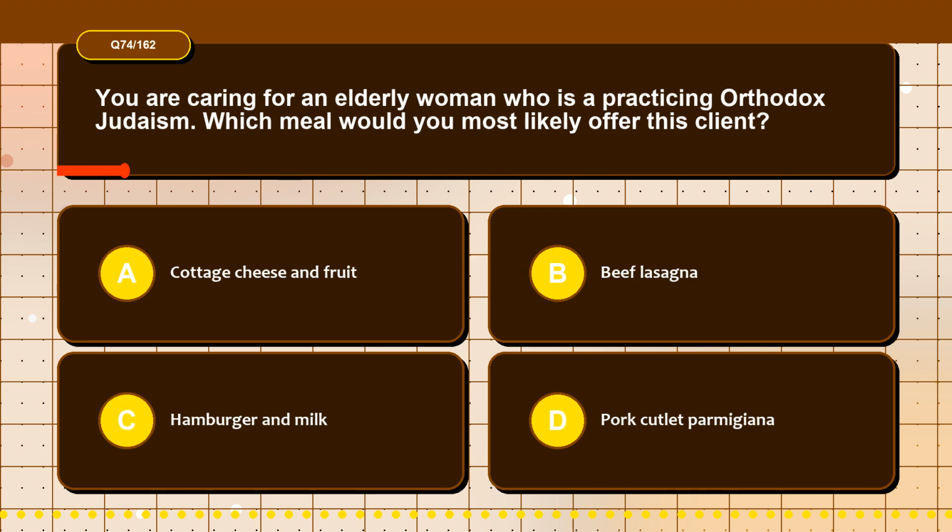Question 74. You are caring for an elderly woman who is practicing Orthodox Judaism. Which meal would you most likely offer this client? Here are the options. Option A. Cottage cheese and fruit. Option B. Beef lasagna. Option C. Hamburger and milk. Option D. Pork cutlet parmigiana.